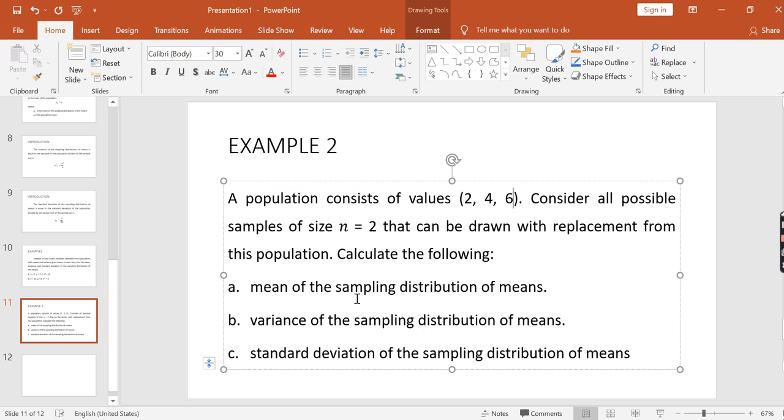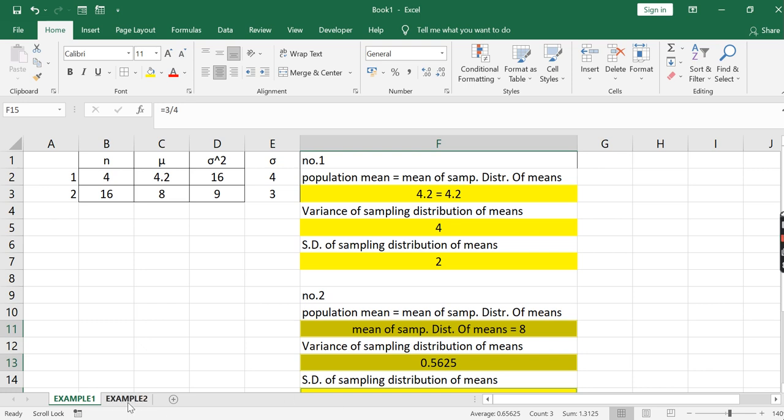First, you have to calculate the mean of the sampling distribution of means, the variance of the sampling distribution of means, and the standard deviation of the sampling distribution of means. All right, we did this during the previous video, so let's proceed with the Excel.